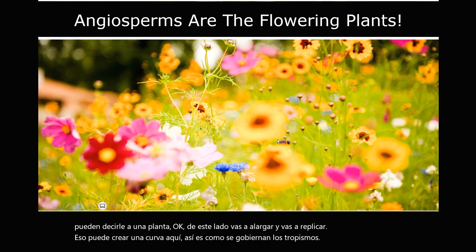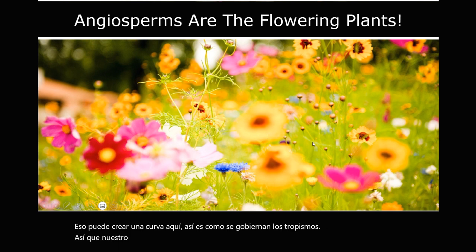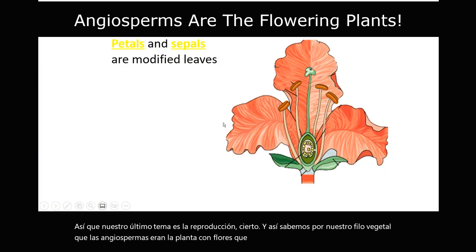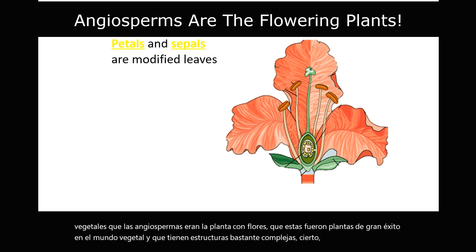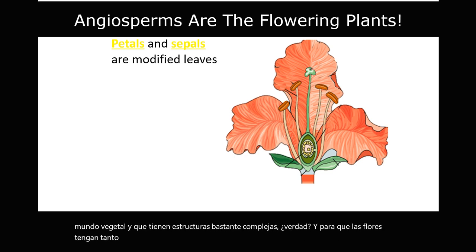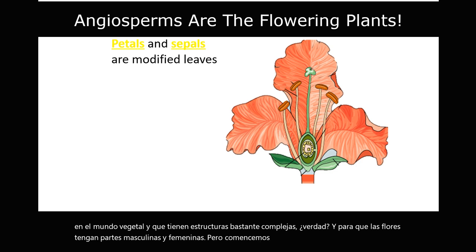So our last topic is reproduction, right? And so we know from our plant phyla that angiosperms were the flowering plants, that these were hugely successful plants in the plant world, and that they have pretty complex structures, right? And so flowers have both male and female parts. But let's start with the easy stuff as far as labeling the flower.